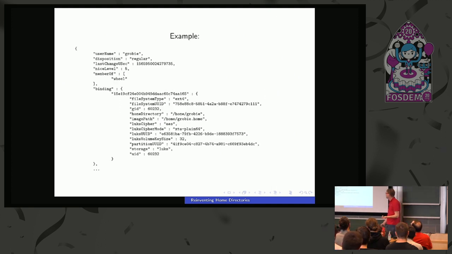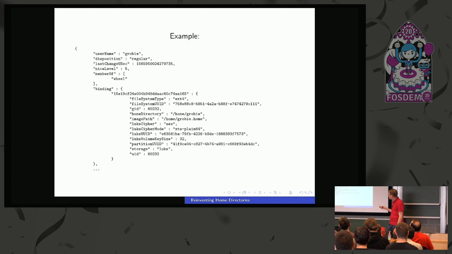How does it actually look? Here's an example. It's kind of complicated. Some things are pretty obvious, like username. This user is called Groby, and nice level means that when the user logs in, he gets a nice level of 5. Member of is about groups, that this user is supposed to be a member of the group wheel. Last change USEC, I guess I don't have to explain what that probably means.